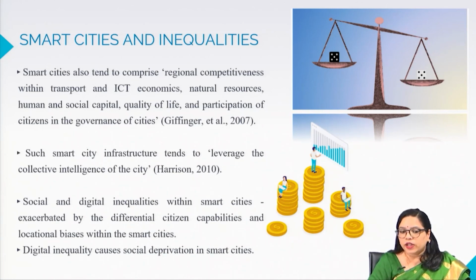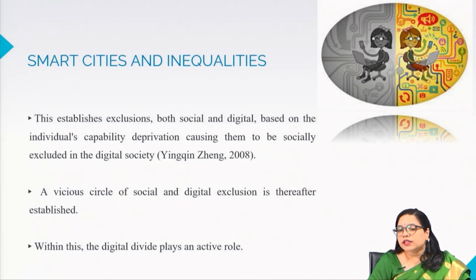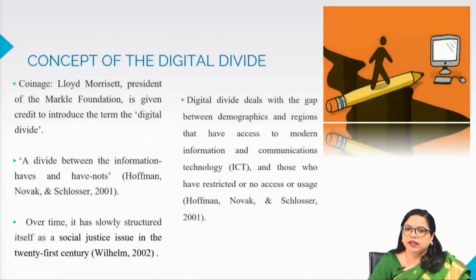Additionally, digital inequality causes social deprivation in the smart cities. According to Zeng, this establishes exclusion, both social and digital, based on the individual's capacity, causing them to be socially excluded in the digital society. A vicious circle of social and digital exclusion is therefore established. Within this, the digital divide plays an active role. Let us then discuss this concept of the digital divide in detail before we understand the citizens and the community which operate within the smart cities.